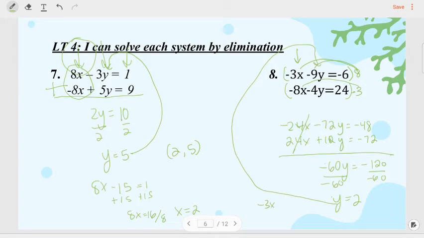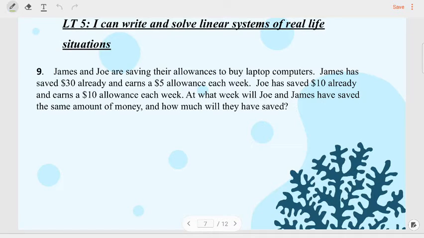Negative 3x minus 18 is equal to negative 6. Add 18 to both sides. Again, negative 3x is equal to 12 divided by negative 3. X is equal to negative 4. My final answer, negative 4, 2. And that is elimination. Now let's take a look at some word problems.